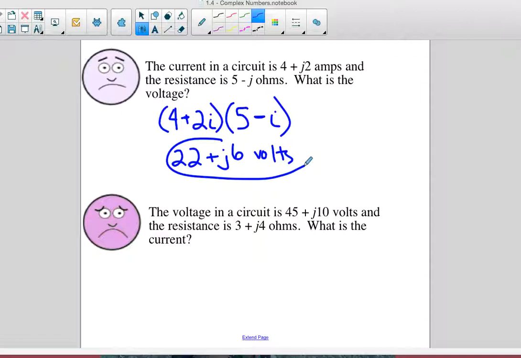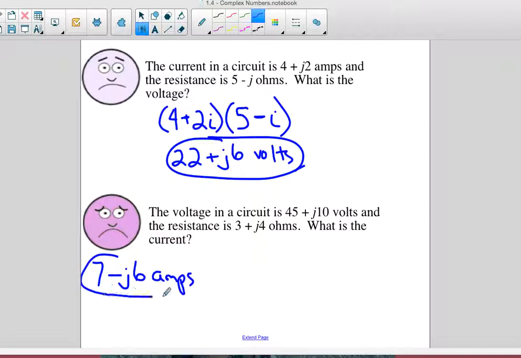And that would be our final answer. Okay? And try this last one on your own, and if you get this one right, good for you. You've graduated today's lesson. All right, so the final answer here, if you got it, is going to be 7 minus j6. And it asks for current, so the final answer is going to be in amps.